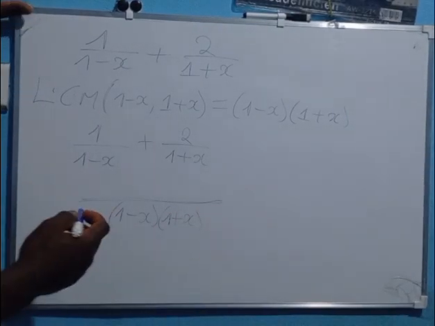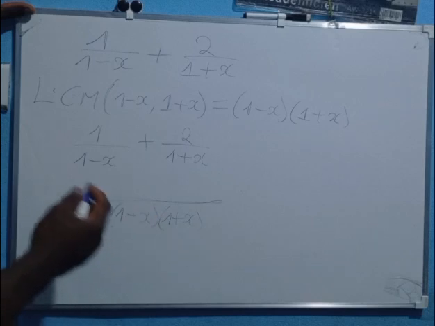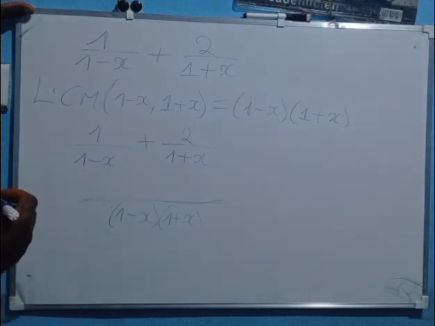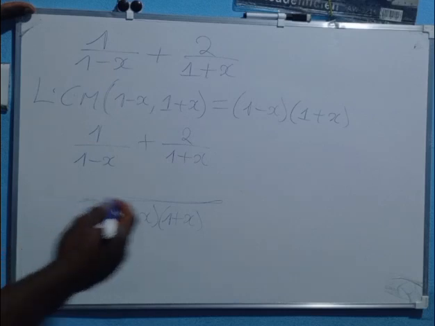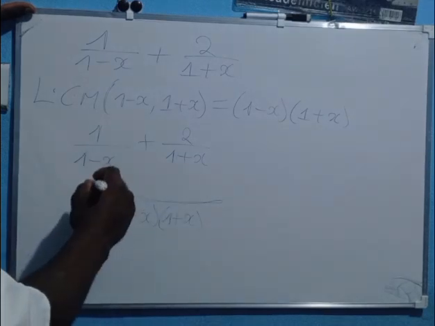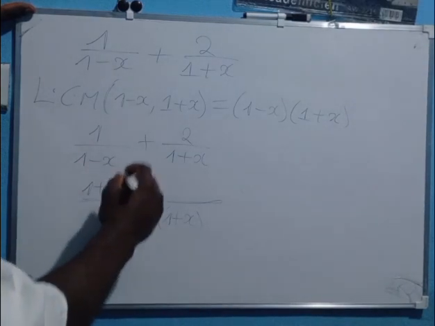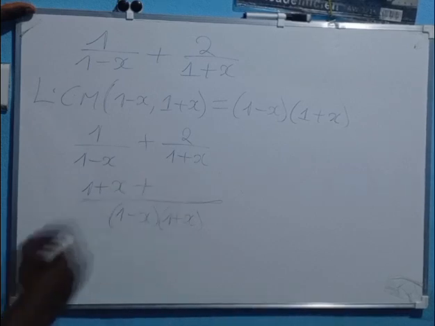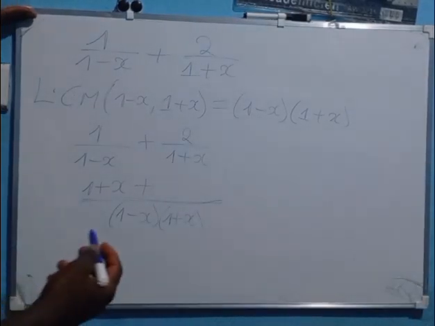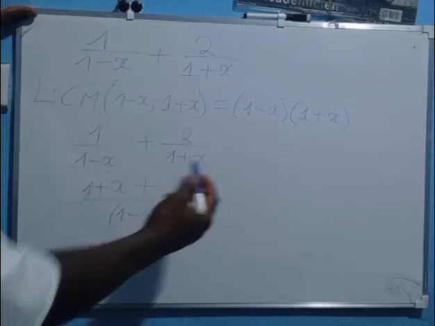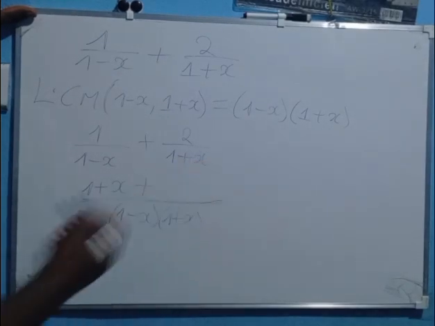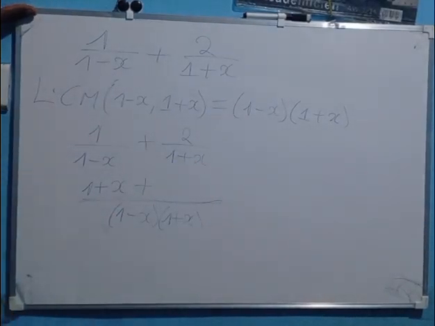We are going to divide the LCM of the denominators by 1 minus x. We will be left with 1 plus x. 1 plus x times 1 remains 1 plus x. Bring down the operation sign, which is plus. We are going to divide the LCM 1 minus x times 1 plus x by 1 plus x. 1 plus x will strike off 1 plus x.